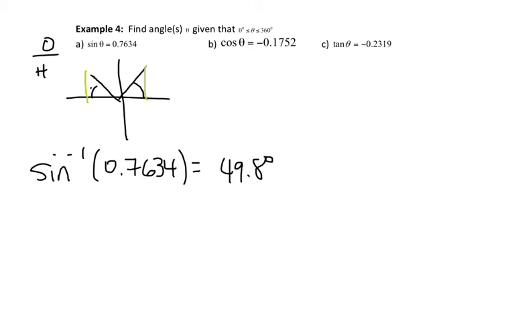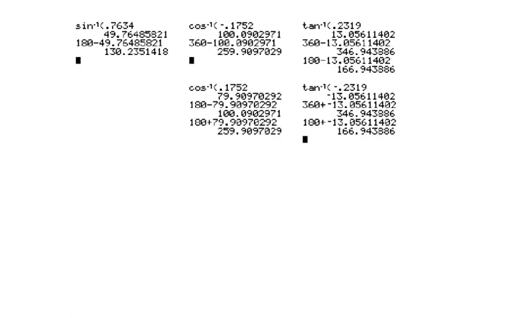To find the second one, it's the same distance, so this second one is going to be 180 minus the 49.8. And I should have used approximate up here. And that would give me, oops, wrong way, 130.2.